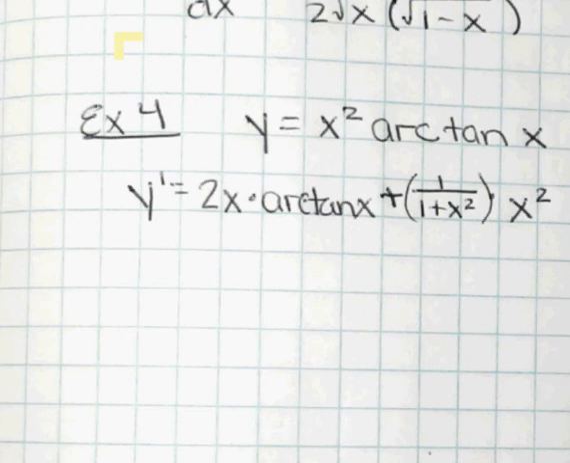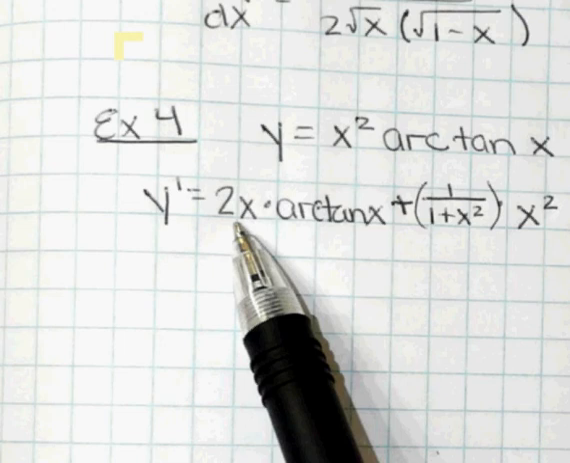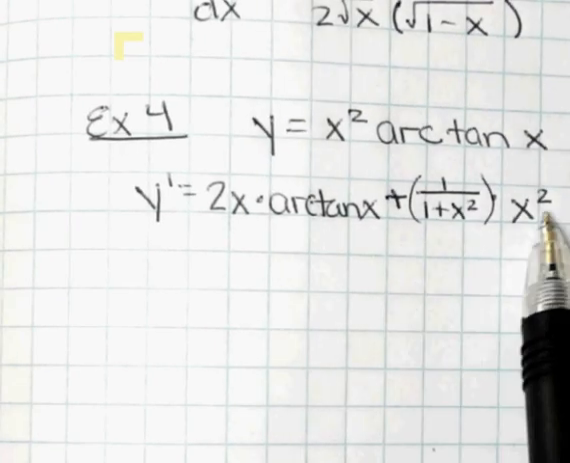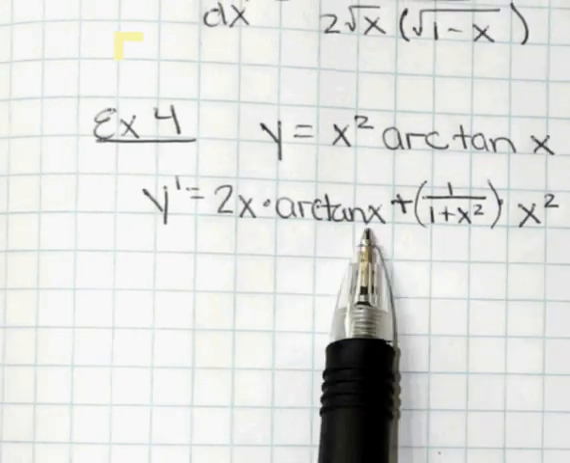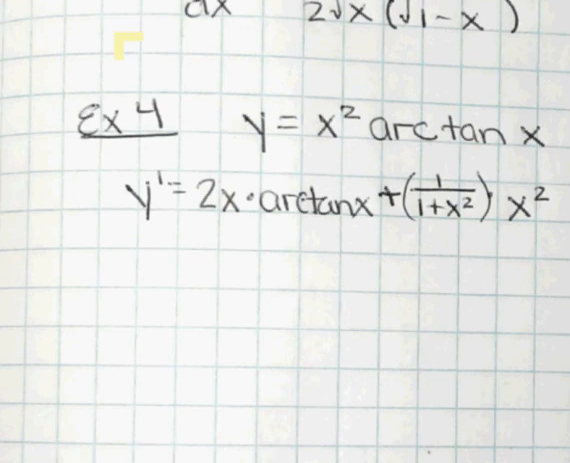You're done. You've done the product rule. We took the derivative of the first function times the second, and the derivative of the second function times the first. Could you simplify it more? You could if you wanted to multiply this by 1 plus x squared, but I wouldn't. I would leave it as this. This is already complicated enough.